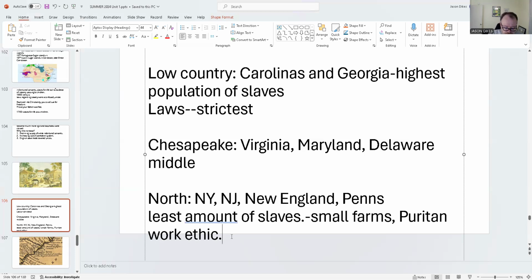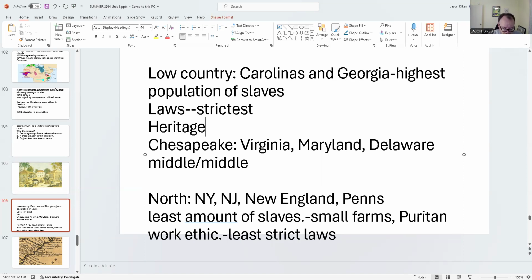Up north, again, if you don't have a very large population of slaves, you don't really need a whole lot of laws regulating their behavior. So you find less and less slave laws as you make your way further and further north. And then again, the Chesapeake, sort of a middle ground between the two extremes. And then finally, heritage. Okay? That is to say, African heritage. How much is retained?